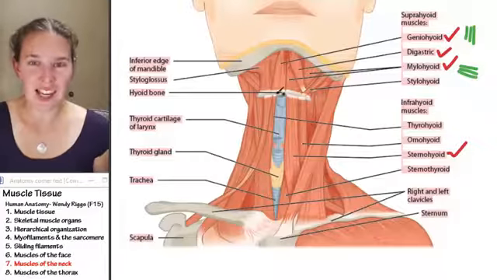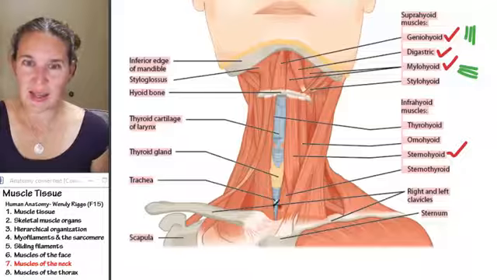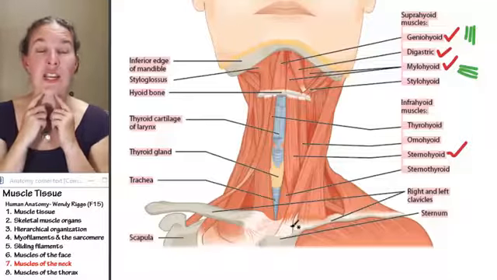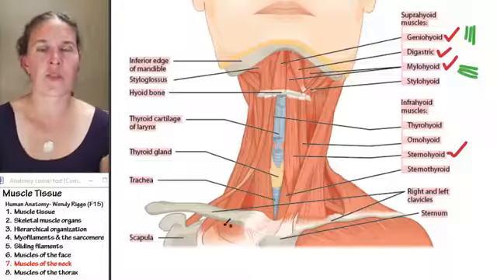Sternohyoid attaches to the hyoid and the sternum. And you can see with sternohyoid, it's straight down. We actually have a really good example of it in George. And so that one is also really straightforward.